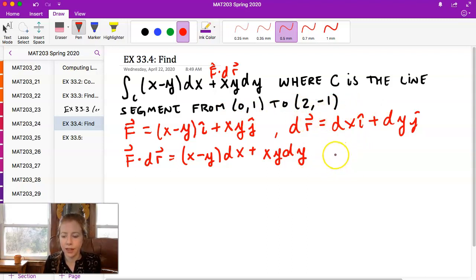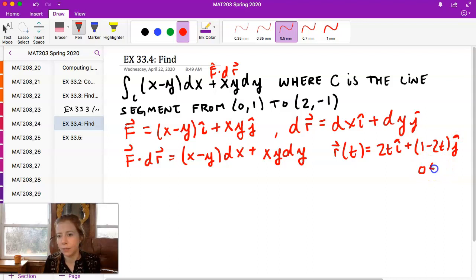So let's say that r(t) is going to be 2t i hat plus (1 minus 2t) j hat, going from 0 to 1. And I like to choose the time interval 0 to 1 just because it's really easy to work with, but you can do whatever you would like. Because remember, for the x, we're going from 0 to 2, so we're going 2. And for the y, we're going from 1 to minus 1, so we're going minus 2.